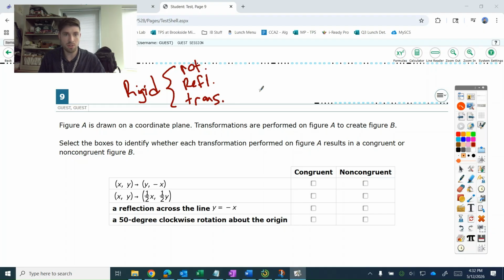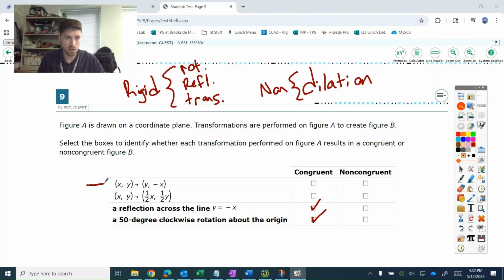And then our non-rigid transformation is the dilation. And so the only thing that will result in a non-congruent figure is a dilation. And so I know for these last 2 here, these are both going to be congruent transformations because the rotation and reflection are congruent transformations, or rigid transformations. Now for these other 2, I have to figure out which one is a dilation rule or maybe not, right?